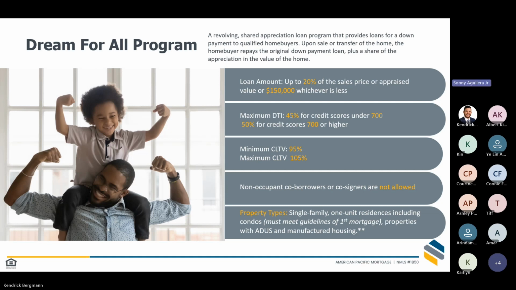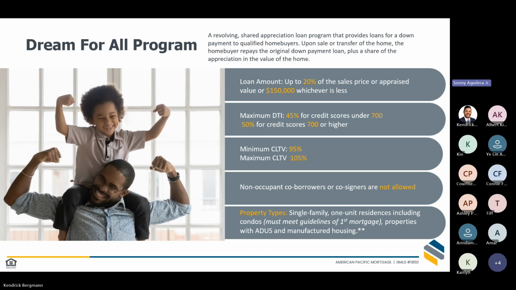Property types include single family homes, one unit residences, condominiums, and townhomes, and they must be approved condominiums, okay? Properties with ADUs are eligible, and manufactured housing. Now, manufactured housing, by Cal HFA's definition, is a home that affixes itself to land. Mobile homes in mobile home parks are not allowed. Manufactured homes in mobile home parks are not allowed.